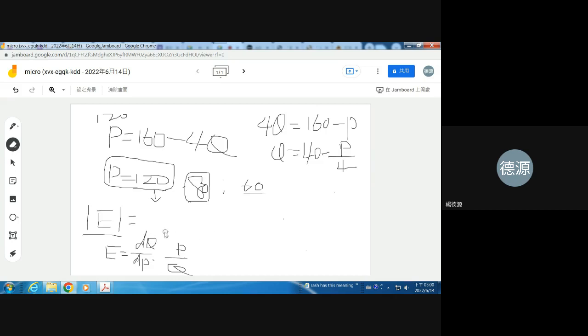Okay, so we're going to get back to what we have. So here dQ/dP is equal to negative 1 quarter, and P is 120. And how much is Q again? Q is 10, right? So here it is equal to negative 3. Okay, negative 3.